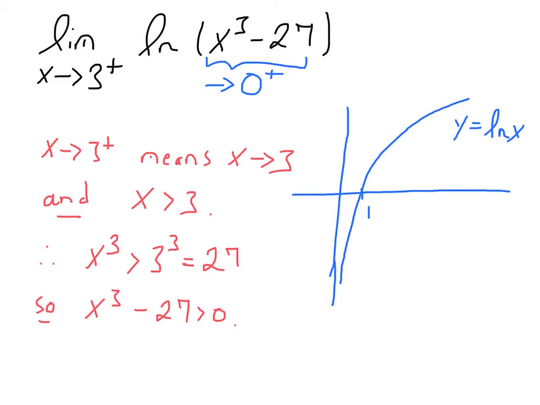And so, as x tends to 3 from the right, our argument here tends to 0 from the right, and the log of these very small positive numbers that we're considering are becoming arbitrarily large and negative, and the answer to our question is minus infinity. All right, so that completes that problem there. All right, let's try another one.